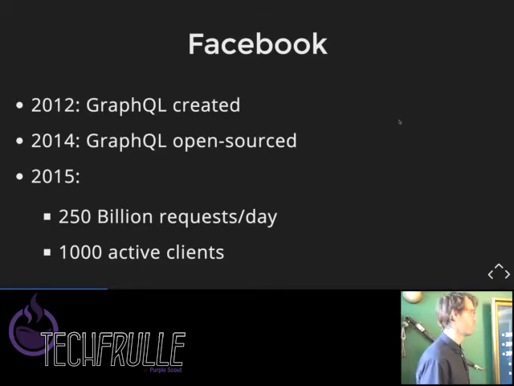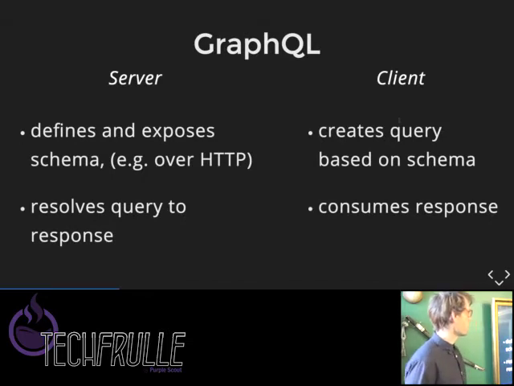It's actually really simple. So this is GraphQL. This is sort of how it works. On the server, it defines and exposes a schema. And the schema is then exposed over HTTP, but that is common. GraphQL itself doesn't say anything about your transport layer. It's agnostic about it.